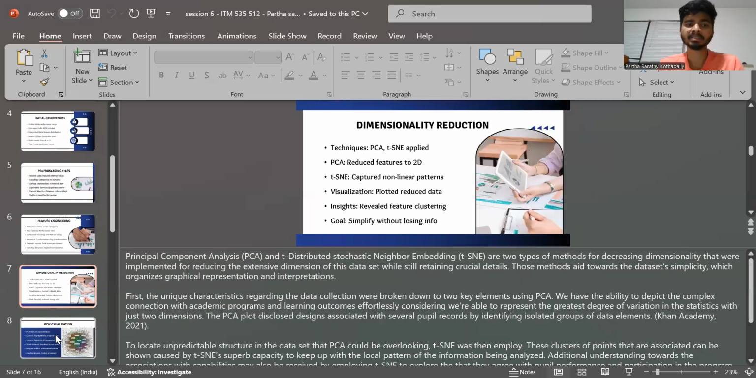Dimensionality reduction. Principal component analysis, PCA, and t-distributed stochastic neighbor embedding, t-SNE, are two methods for decreasing dimensionality that were implemented for reducing the extensive dimensions of the dataset while still retaining crucial details. Those methods aid the dataset's simplicity while organizing graphical representation and interpretations.